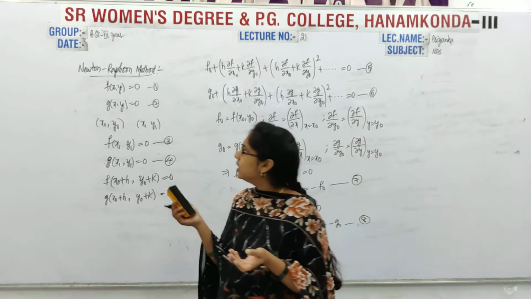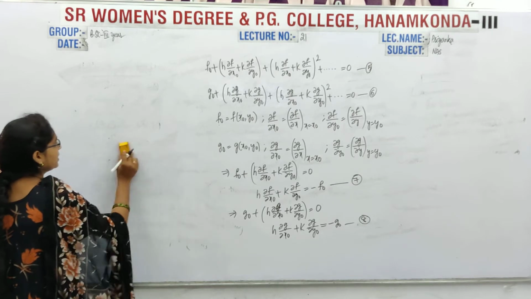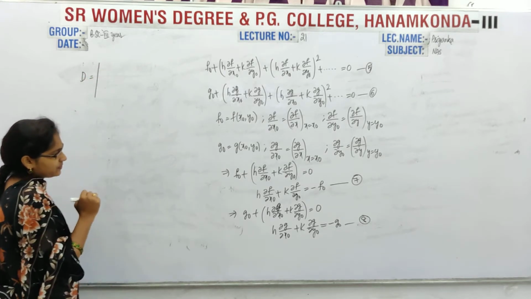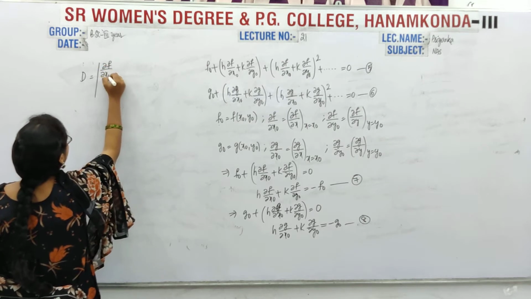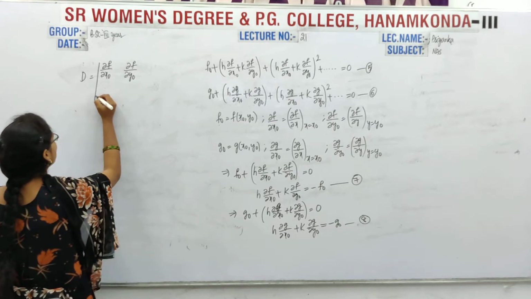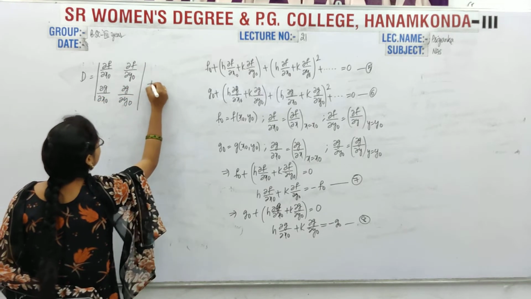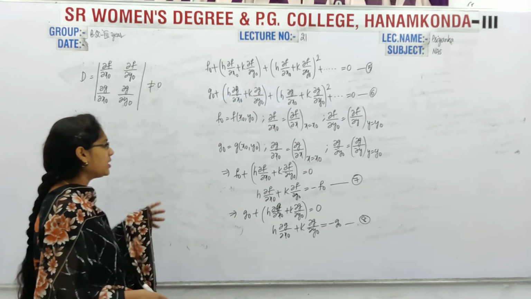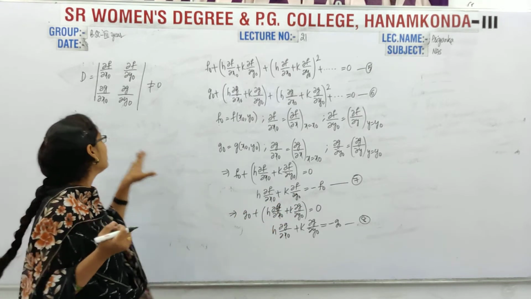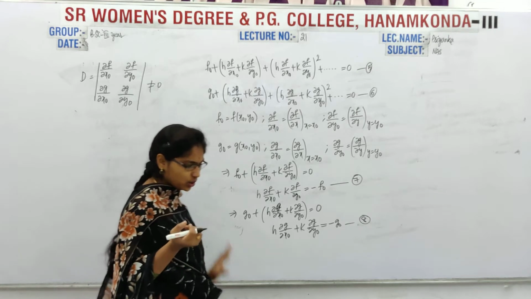Then the value of the capital D, D means determinant, is dou f by dou x naught, dou f by dou y naught, then dou g by dou x naught, dou g by dou y naught, which does not equal 0. It is called the Jacobian actually. So after taking these equations, simply by taking dou f by dou x naught, dou f by dou y naught and all those, we consider the value of the capital D. Now capital D is nothing but this one. It is known as our determinant.